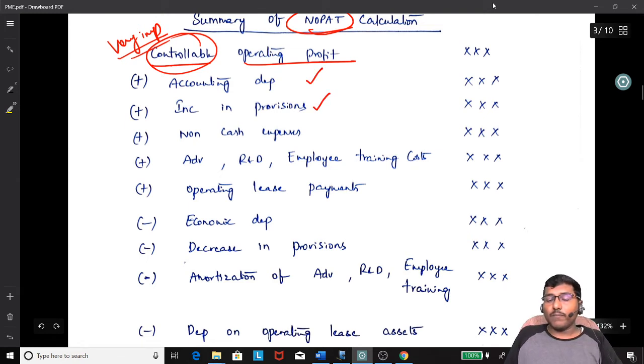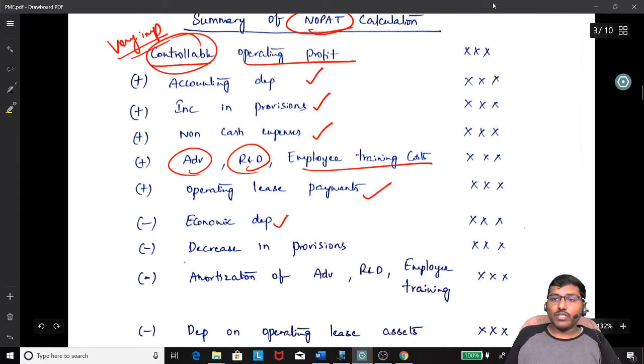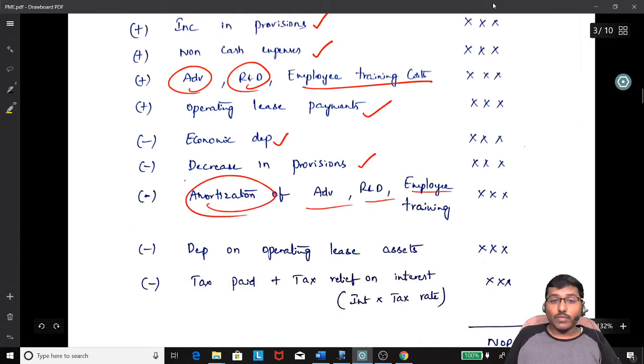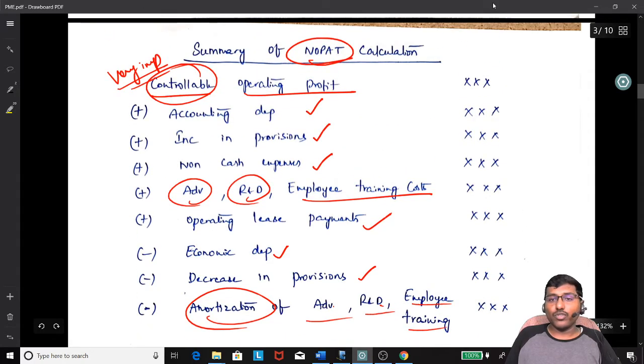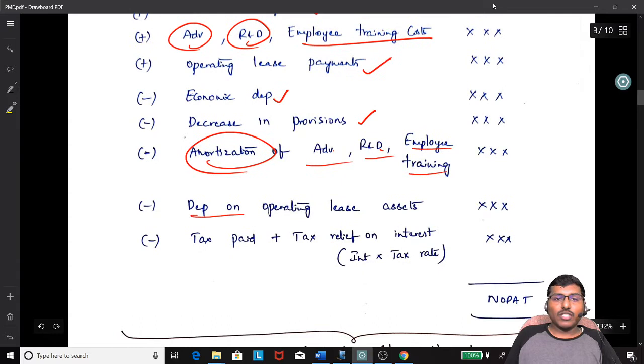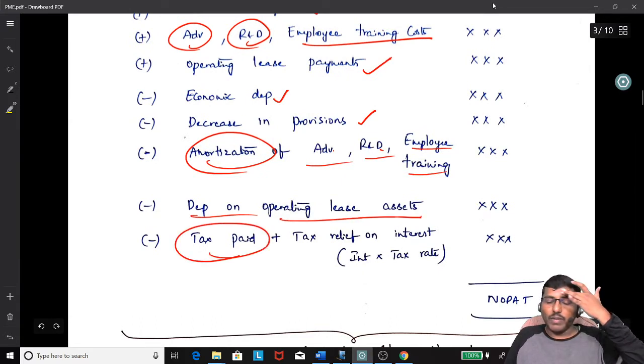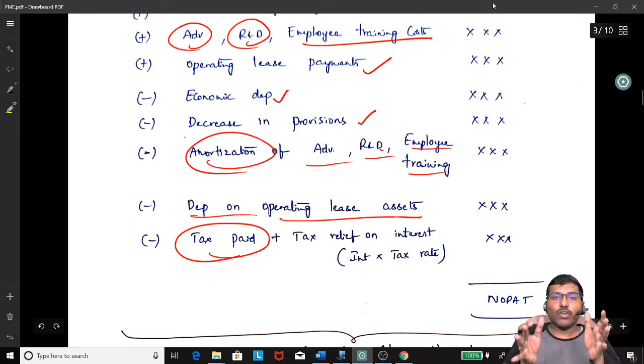Increase in provisions, you add. Reduction in provisions, you have to reduce. Non-cash expenses, you need to add. Advertisement, R&D, employee training cost, add. Operating lease payments, add. Economic depreciation, reduce. Decrease in provisions, reduce. Amortization, if you are doing it with respect to advertising, R&D, employee training, yes, you can reduce, but total expenditure you should not reduce, you should instead add it back. Depreciation on operating lease you have to reduce, and tax paid you have to reduce, but it should be reduced by tax relief on interest, because interest is tax deductible. To the extent of paying interest, your taxes will get reduced. That much you should reduce.